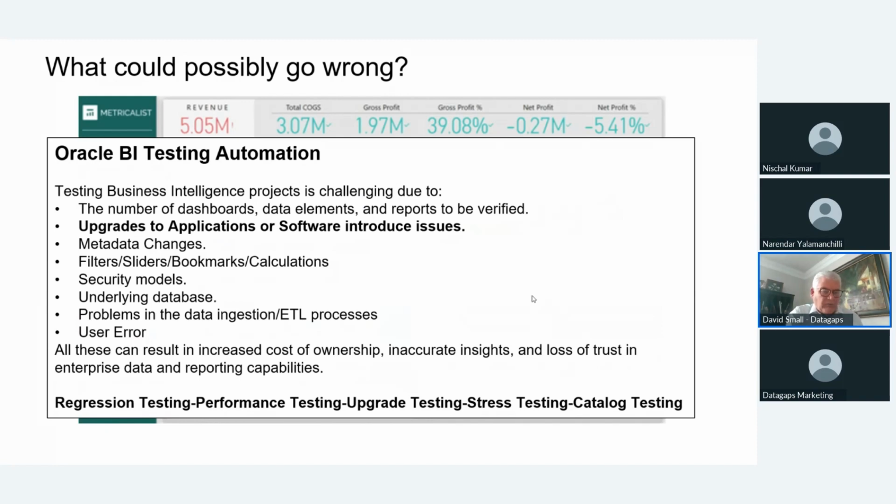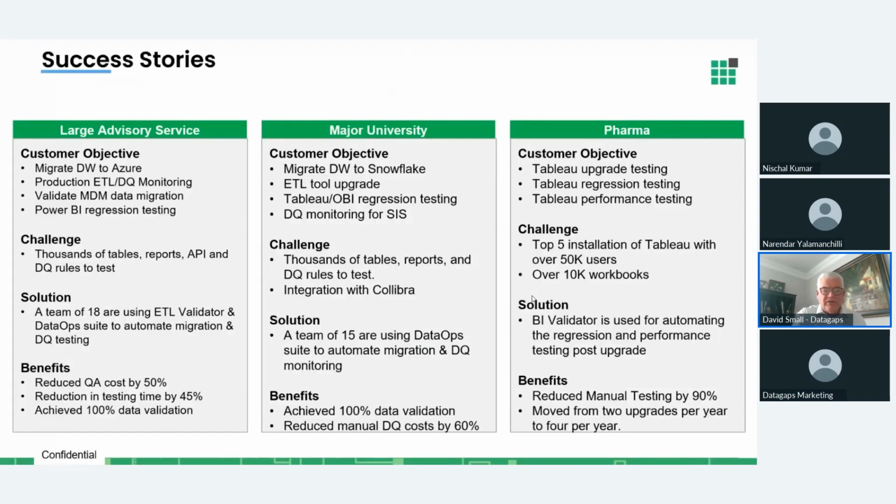We can also do performance testing, catalog testing. A lot of times people want to be able to stress the environment because they're putting a lot more users on a particular application, and they want to make sure that it's going to perform. So a lot of times people are using us for stress testing as well. So a number of very good use cases.